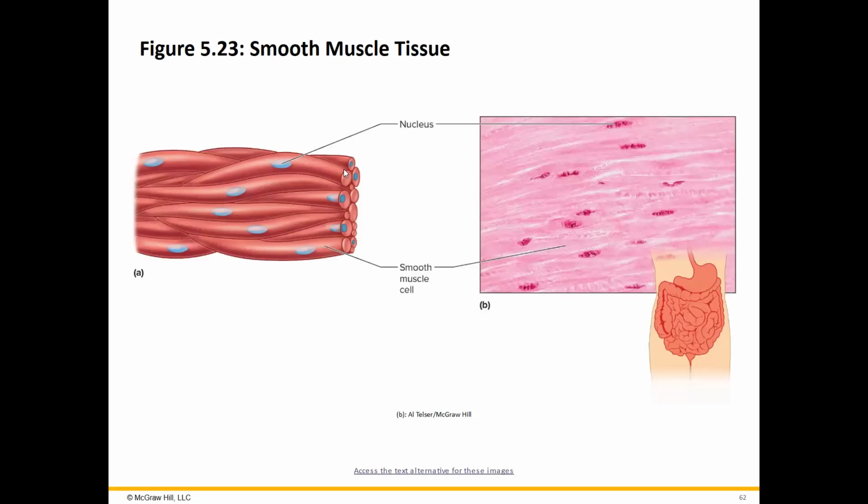Again, one central nucleus. I don't care that you know that, but it's smooth, no striations. So here we are in the stomach, the small intestines. The stomach pushes it into the small intestines, push it through the small intestines into the large intestines, out the colon and out the sphincter, the anal sphincter. That's all smooth. It all happens on its own.